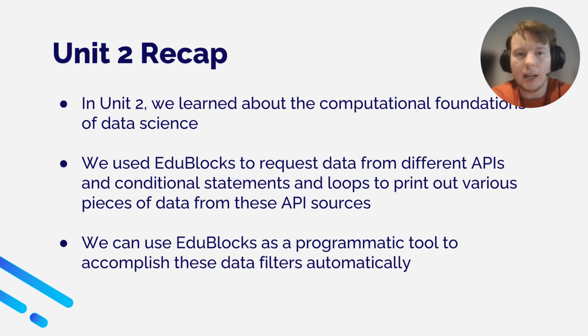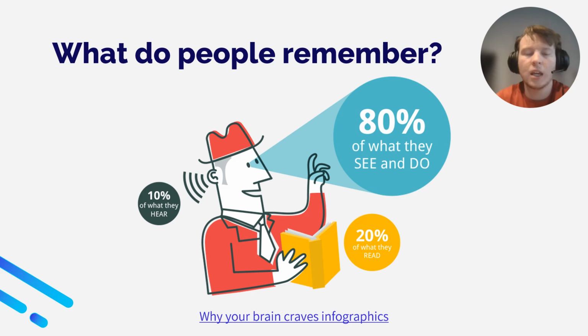We're going to quickly recap Unit 2 before we continue to expand on this idea. In Unit 2, we learned a lot about the computational foundations of data science. We used EduBlocks to request data from different APIs and some different code blocks to process that data in different ways, and saw generally that EduBlocks can be a pretty powerful programmatic tool for helping us through some of this analysis. In this unit, we're going to take that next step and go from data that we've analyzed in EduBlocks and create things like data visualizations out of this.